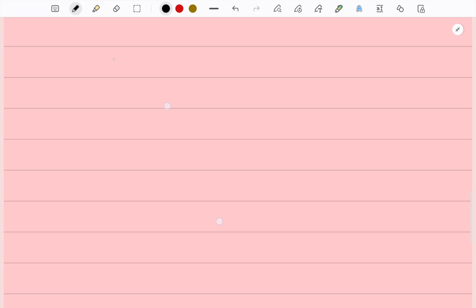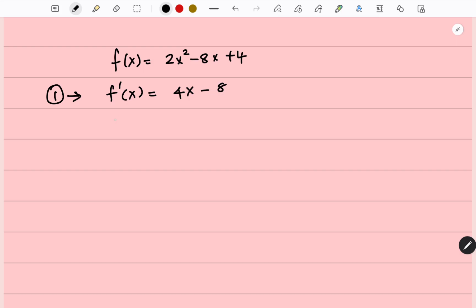Okay, right. So f of x is equal to 2x squared minus 8x plus 4. Let me go with step number 1, f dash of x, which is 4x minus 8. F dash of x equal to 0, that is step number 2. So f dash of x equal to 0 implies 4x minus 8 equal to 0. So 4x is equal to 8.